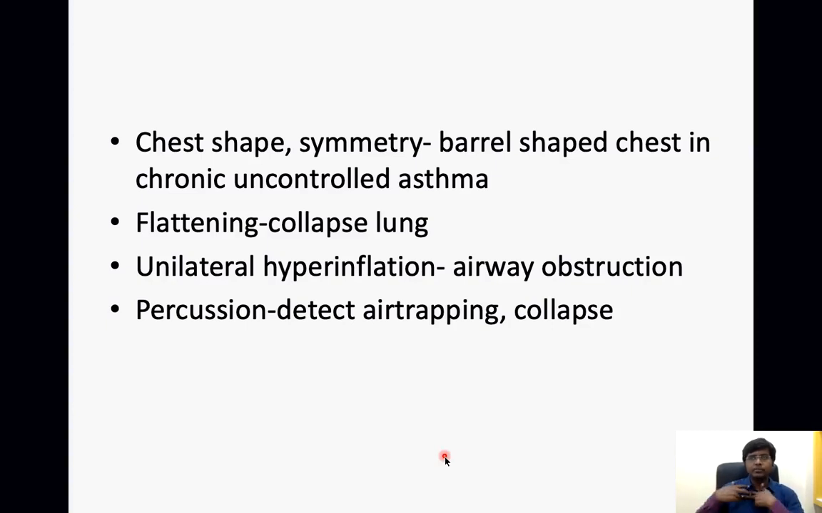And on percussing, you will be able to come to a conclusion whether it is resonant or dull. If it is dull, you think of pleural effusion or empyema. If it is hyperresonant, you think of pneumothorax. If it is stony dull, you think of pleural effusion again. So based on your percussion note, you can diagnose the problems.